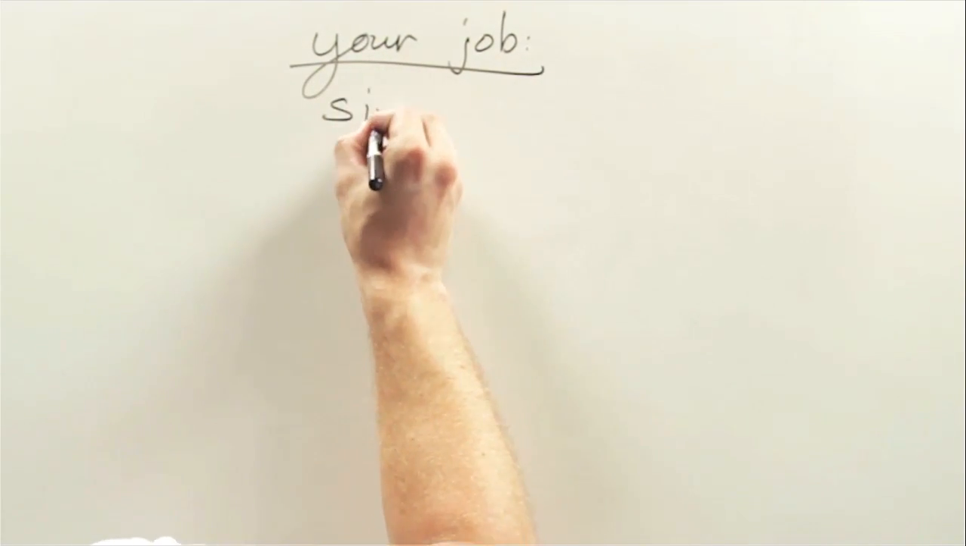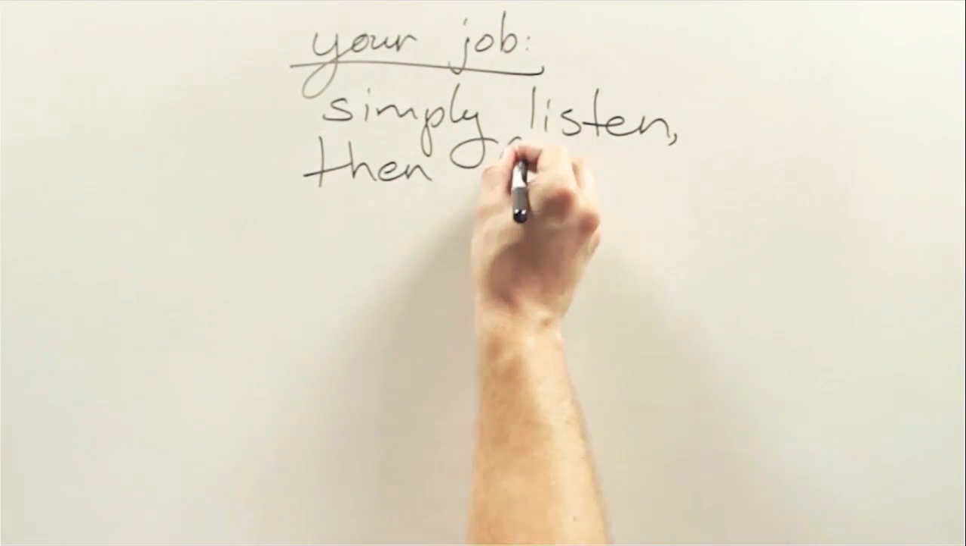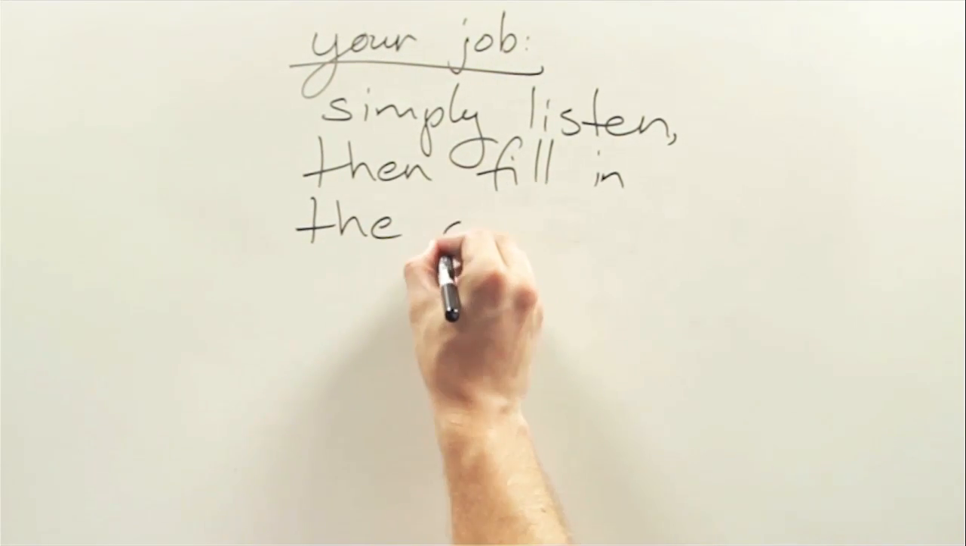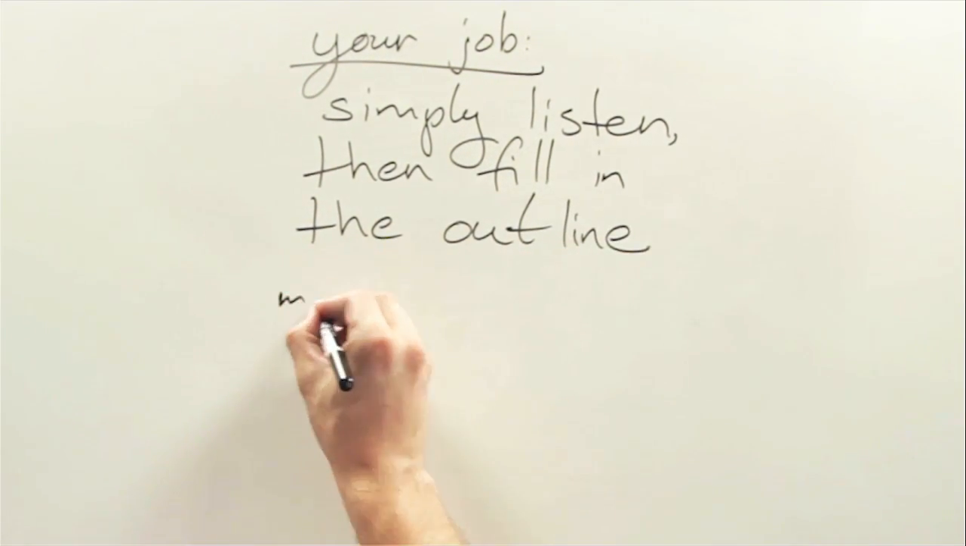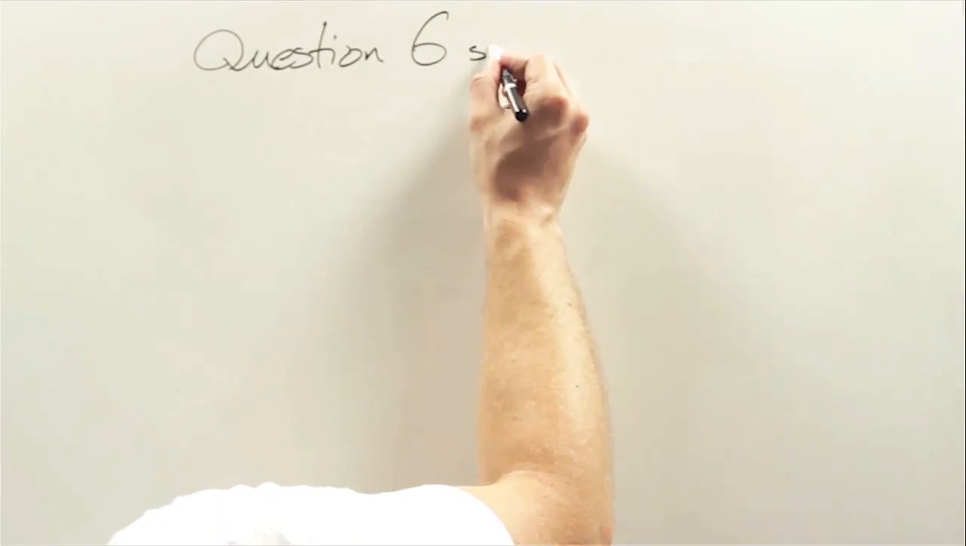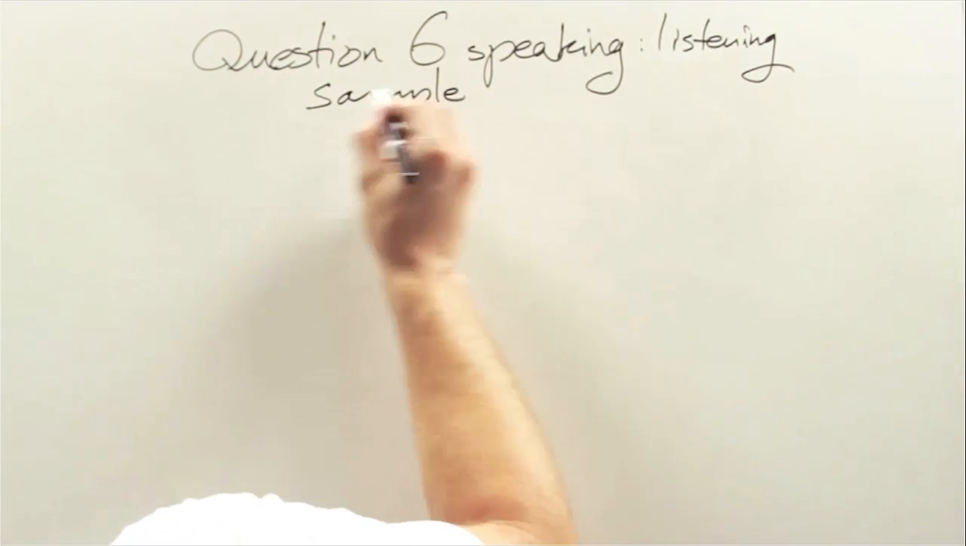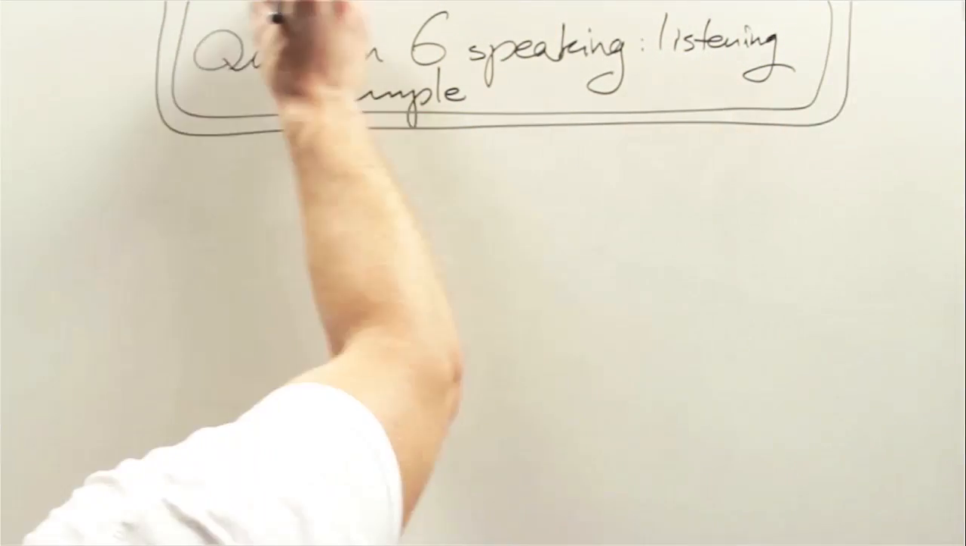If you listen to the lecture like that, it's going to be really, really easy to get the information you need out of the lecture. You're going to be listening for the topic, definition, and supporting ideas, just like an outline. Let's listen to an example of question 6 and see how to pull the important information out of the structure.